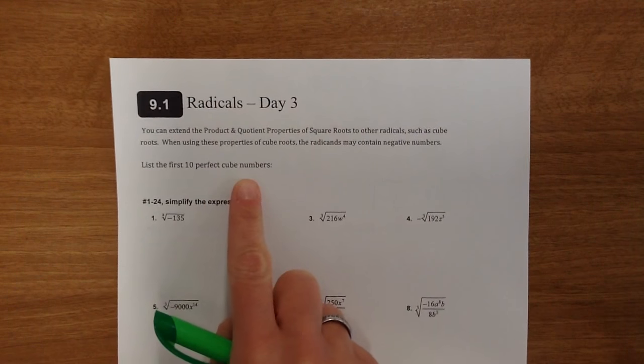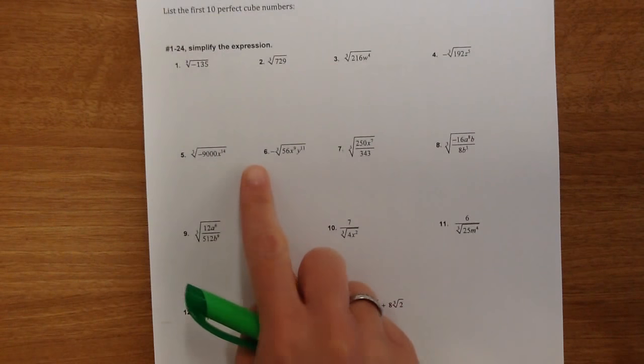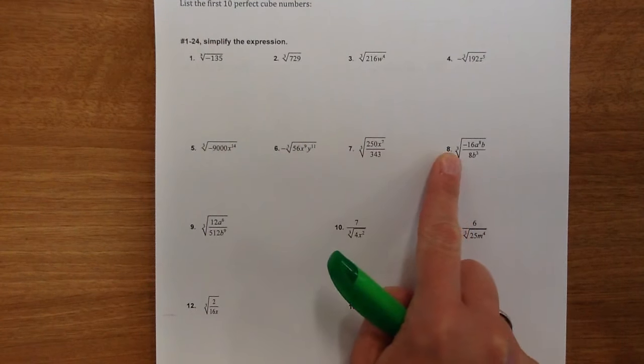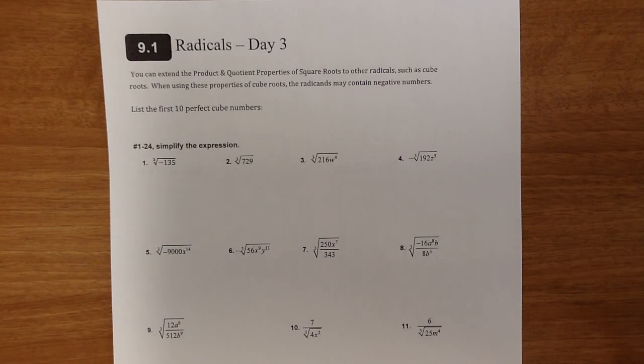So today our main goal is going to be the cube root. If you notice, your entire paper has got the little cube in it. So you've got to be really careful today when you're writing your answers.